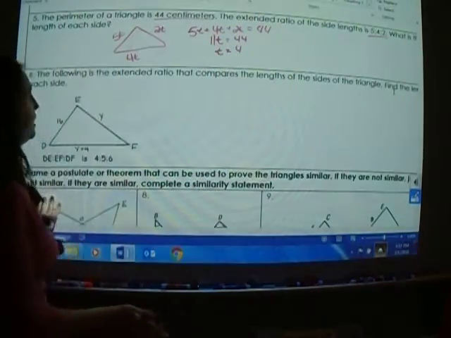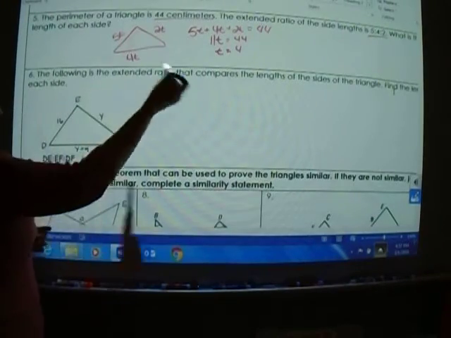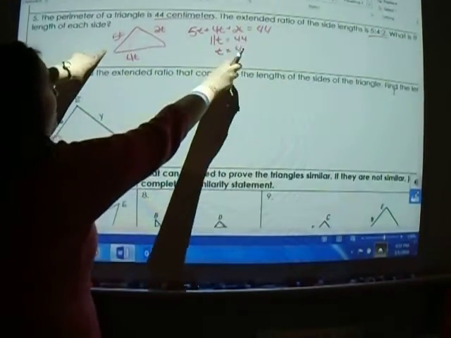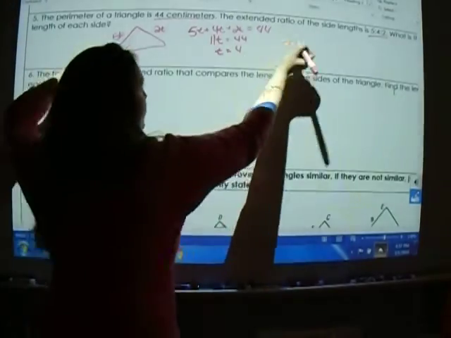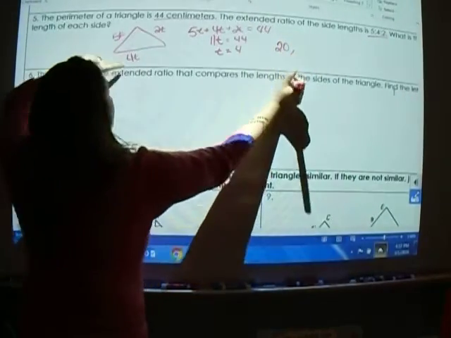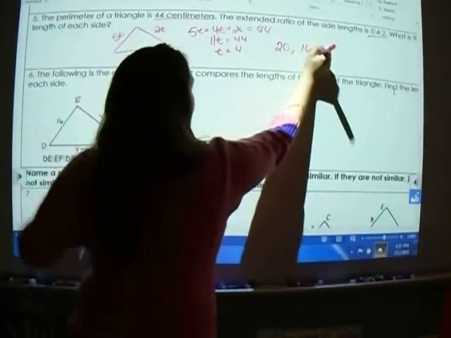All right, we're still not done. So now we need to find the length of each side. So you plug in for t. We end up with 20, 16, and 8. Okay, those are our side lengths.